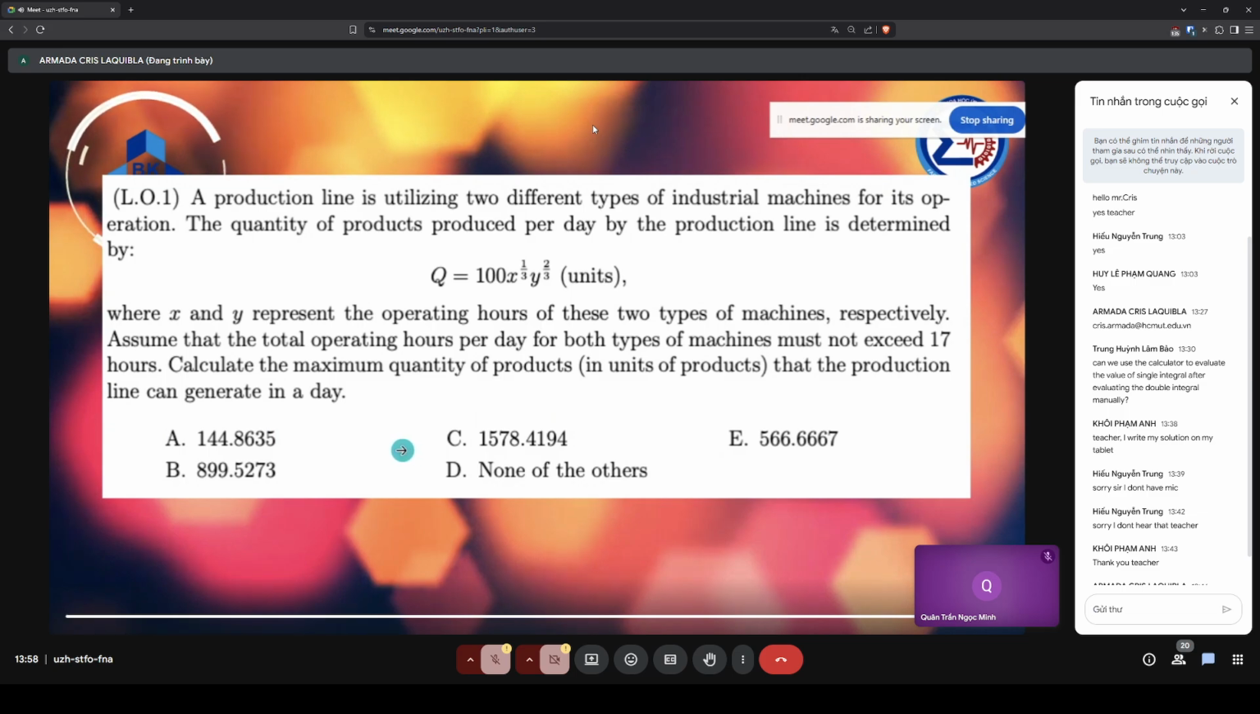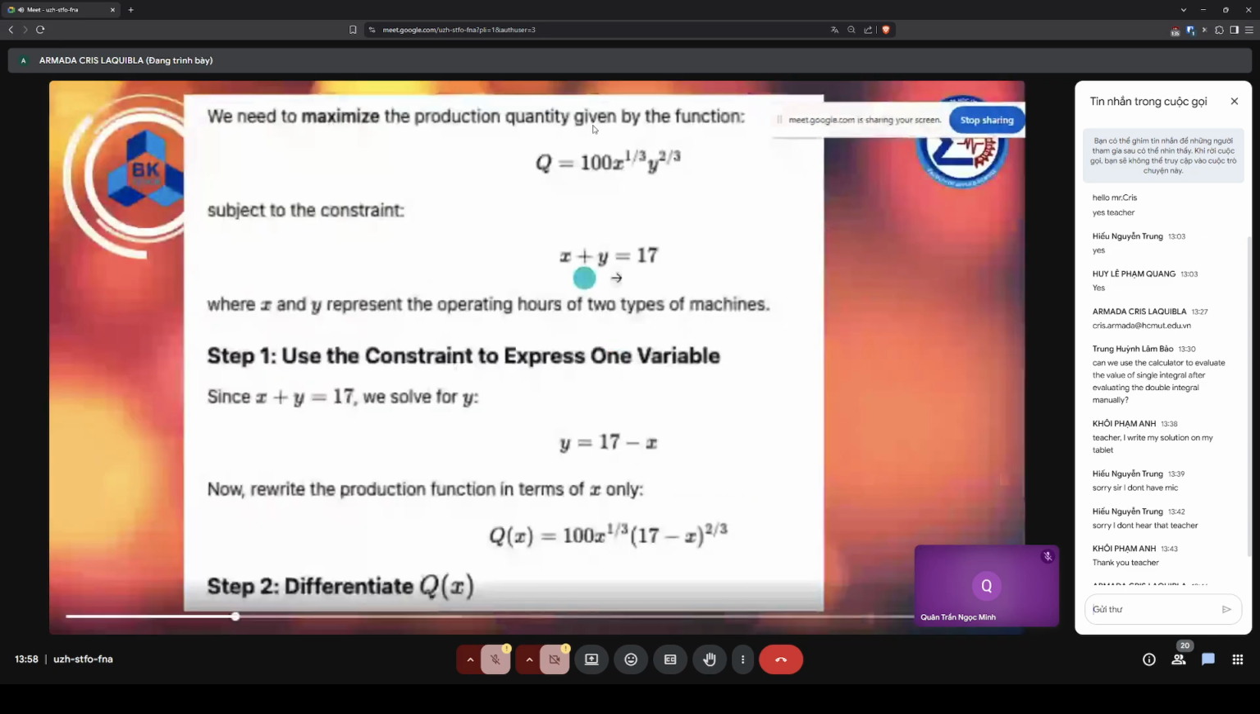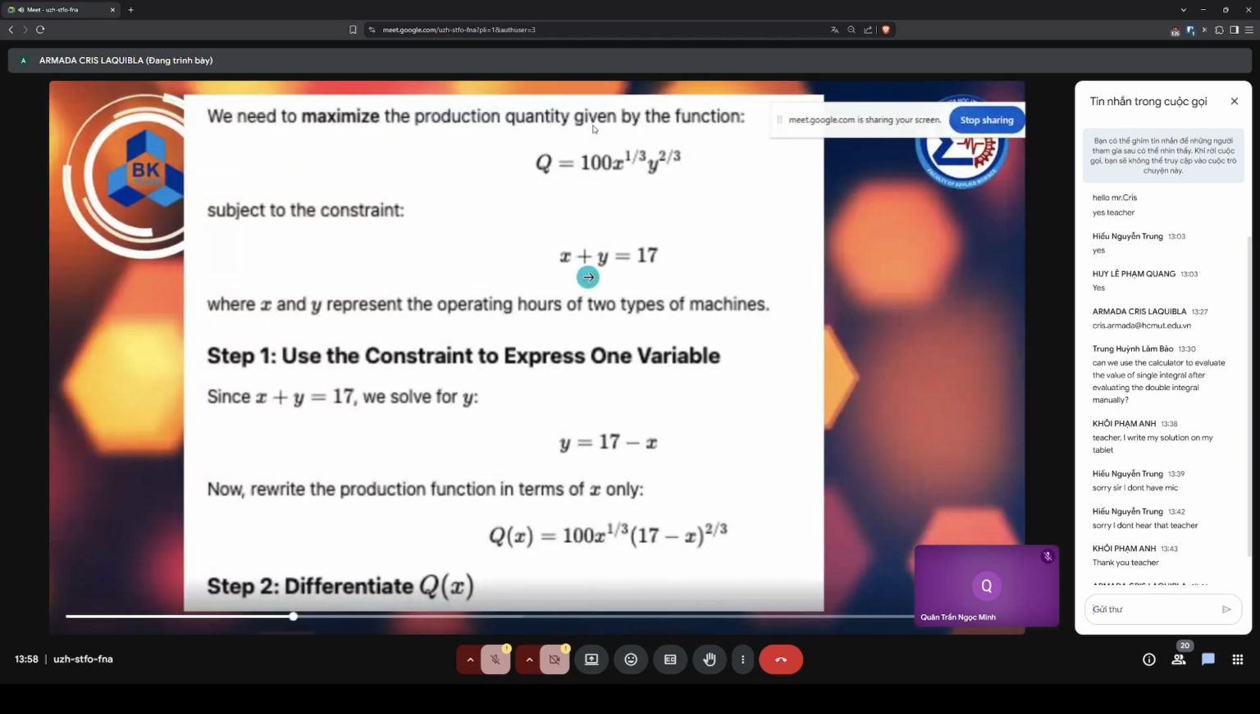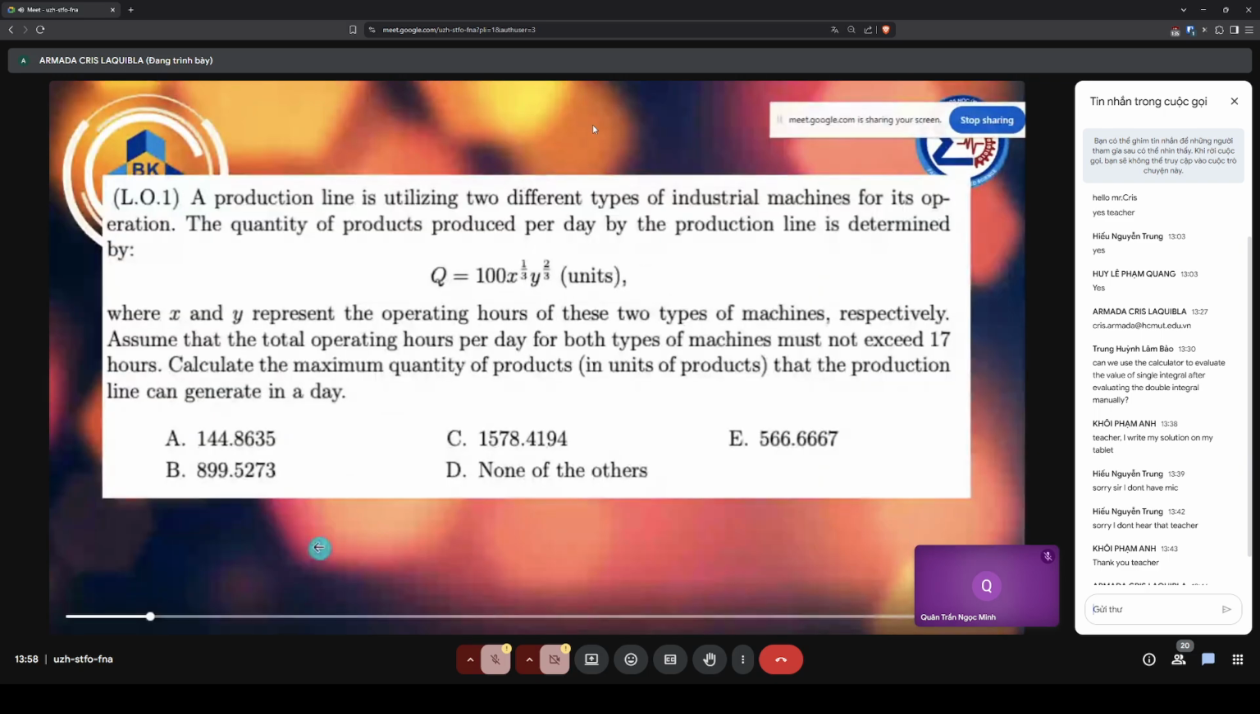So we are now solving the maximum value. How to do that again? First step is this one, Q. You have two variables, subject to this constraint. Where is this from? x plus y is equal to 17. Can you see it here? No, it's not here. Actually, it's here.